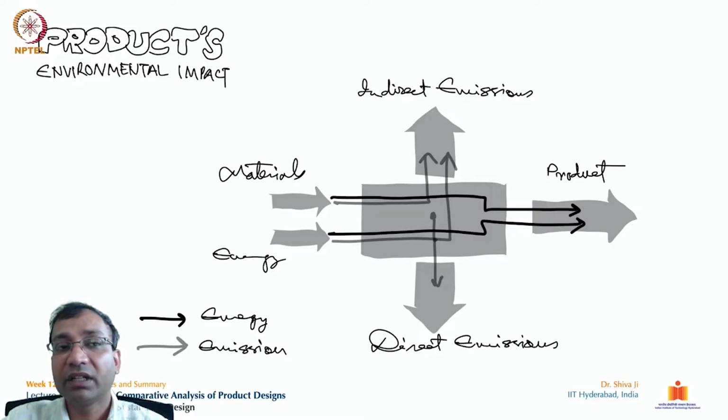And any system, any product, involves certain consumption of material and energy. As you can see from this illustration, it produces certain direct and indirect emissions while being manufactured, while it's in use, and then we see the final product coming from here.